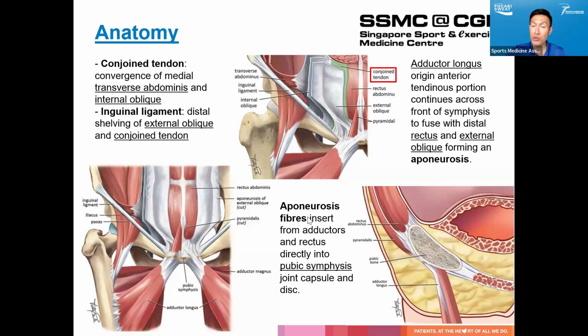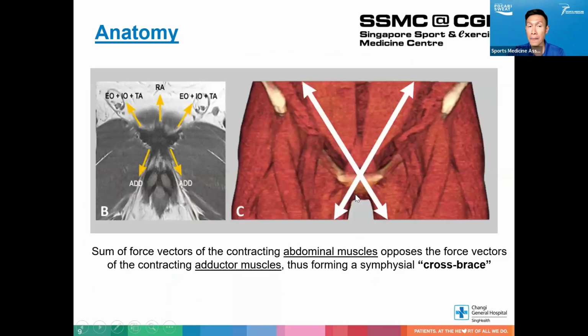All right. So these aponeurosis fibers, which insert from both the adductors here and from the rectus above, insert directly into the pubic symphysis, which is a joint right here in the center, the joint capsule and the disc. So therein lies the problem. So many muscles and so many structures all inserting into one, and hence that represents a place of weakness, if you may.